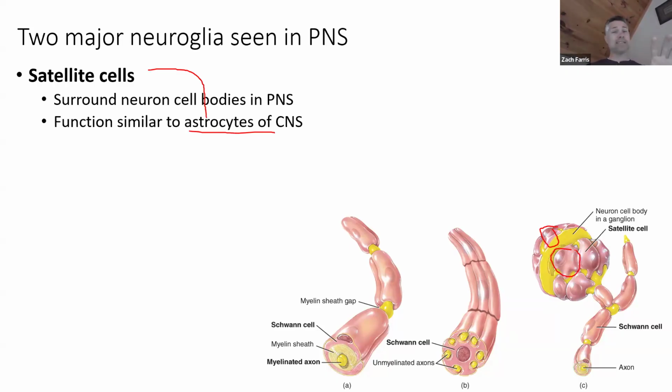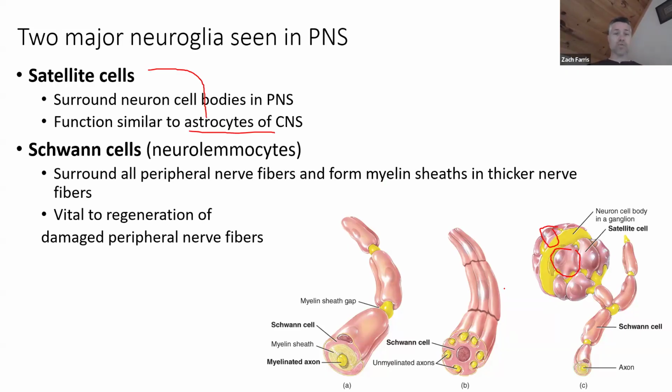They're called satellite cells if that neuron is in the PNS. They're called astrocytes if that neuron is in the CNS. Same thing goes for Schwann cells and oligodendrocytes. Schwann cells are the same thing as, can I just put O? O, oligodendrocytes, that's the O one. Go back just a couple of slides. And here they are. Here's a Schwann cell right here.